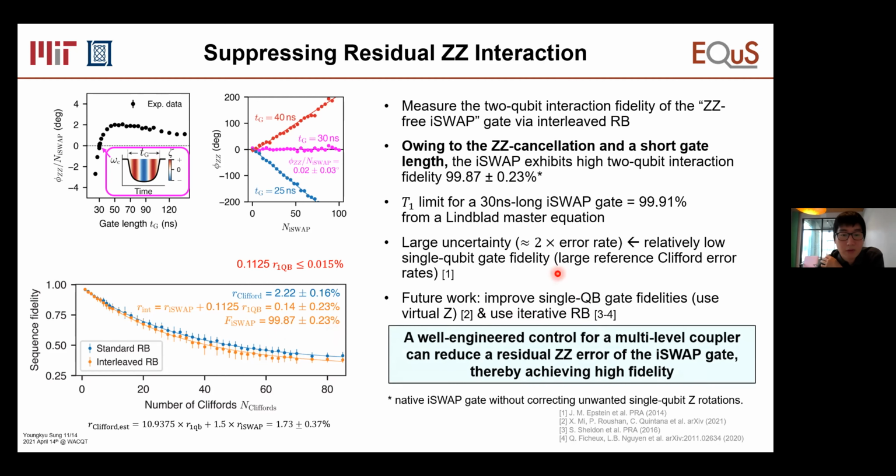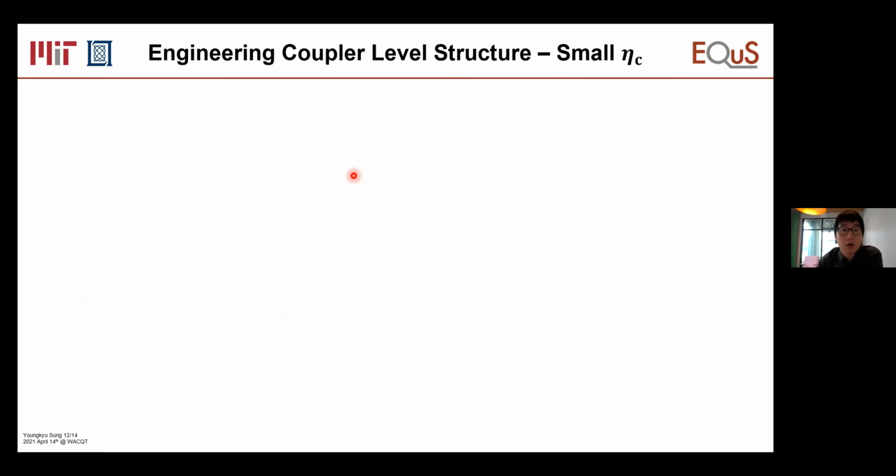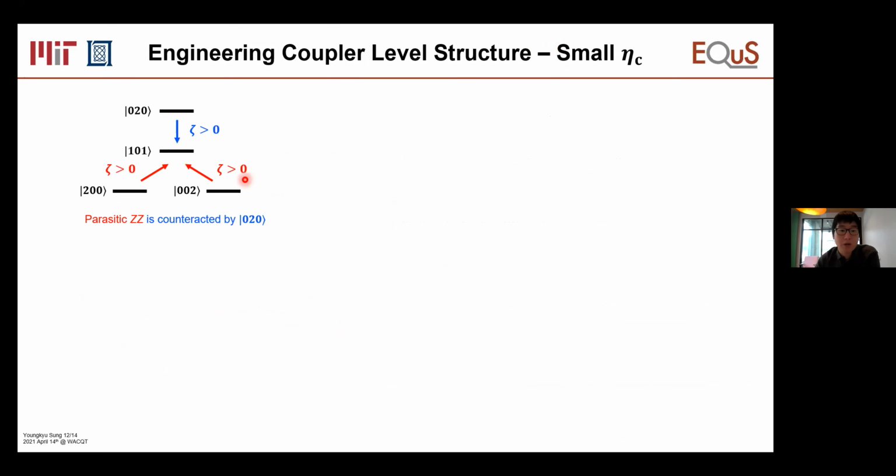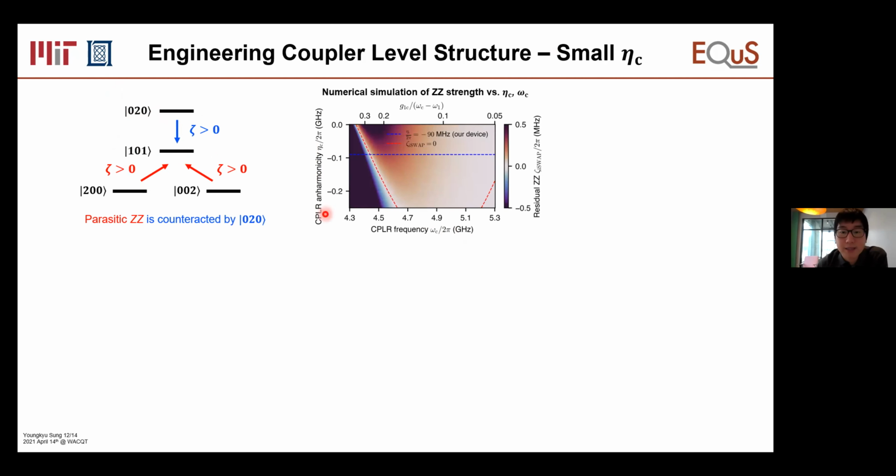So overall, the key message here is that a well-engineered control for a multi-level coupler can reduce the residual ZZ error of the iSwap gate, thereby achieving high fidelity. And finally, I want to talk about why we chose small coupler anharmonicity as a part of engineering the coupler level structure. As I said before, the parasitic ZZ interaction is counteracted by the second excited state of the coupler. So as this 0 2 0 state gets closer to the 1 0 1 state, this counteractive force or interaction gets stronger. And this effect is captured by this numerical simulation.